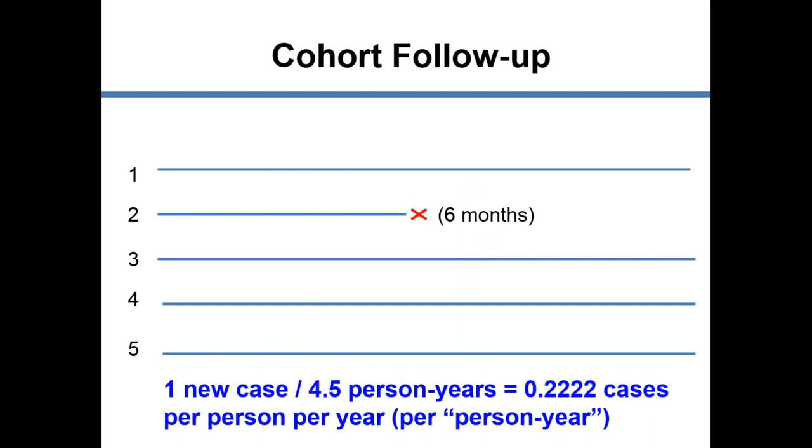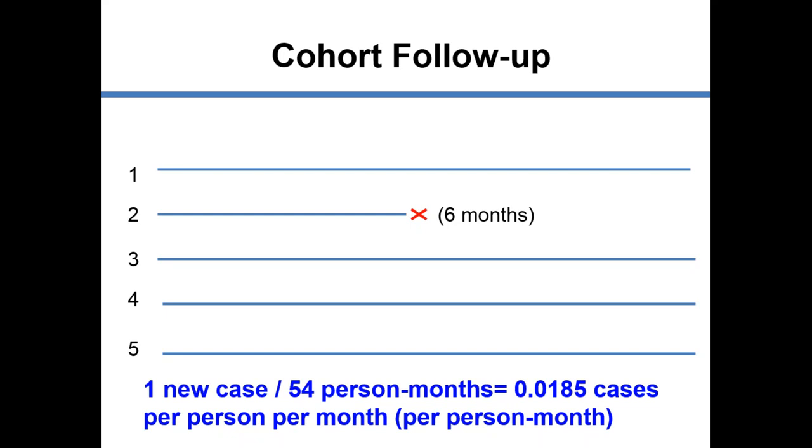So here's that example again. One new case, 4.5 person years. If you have any questions about calculating person years, it's worth taking a simple example like this. It's easy to calculate 4.5 years of time that the entire group of people were at risk for getting the outcome. And during that time, one person got the outcome. And by the way, just like we did with 1 year versus 10 years, we could do it in terms of person months or person days. They're equivalent as long as you make sure that your numerator and denominator are treated the same way. So here, if we wanted to go to person months, we divide by 12.